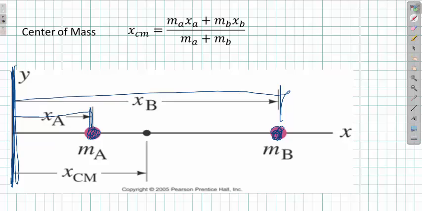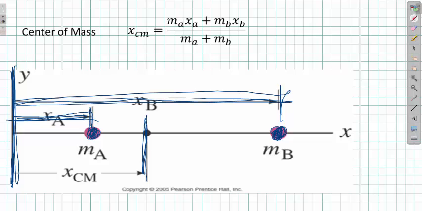If you want to know what the center of mass distance from you is, then the equation to use is right here. Whatever your mass of A times its distance from you from the reference point, plus whatever the mass of B times its distance from you, all divided by the sum of mass A plus mass B. What that's going to give you is this distance right here, your center of mass distance from you.